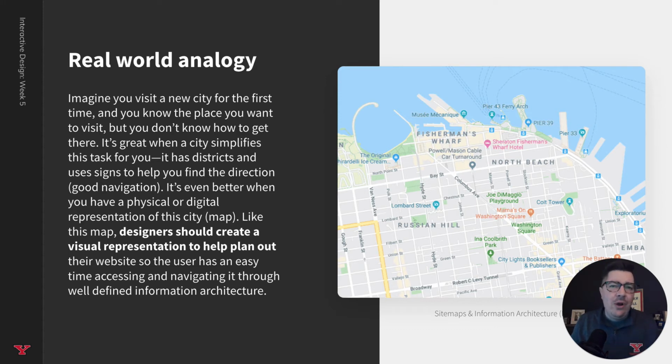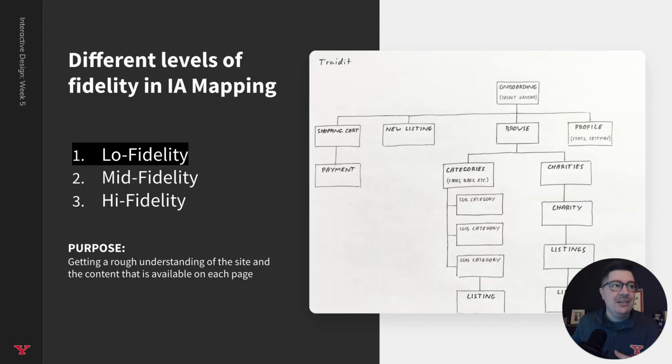But have you ever wondered how Amazon makes all that content feel so easy to navigate? It's because they invest a lot of time in this exercise right here, information architecture. There are a few different levels of fidelity, or completeness, or refining, of IA or information architecture mapping. The first one is low fidelity, and that's what we're going to do tonight.